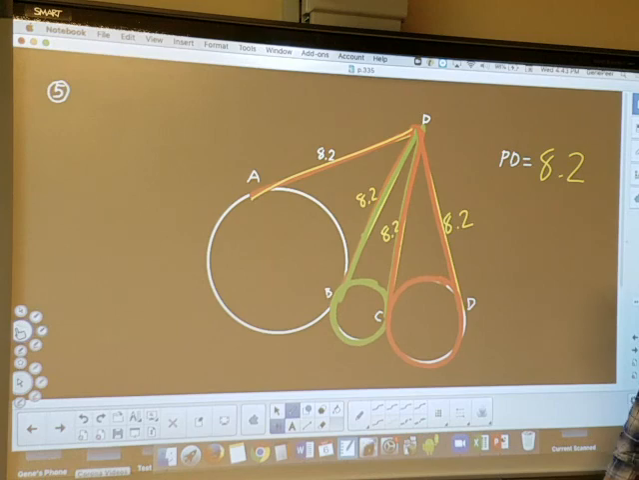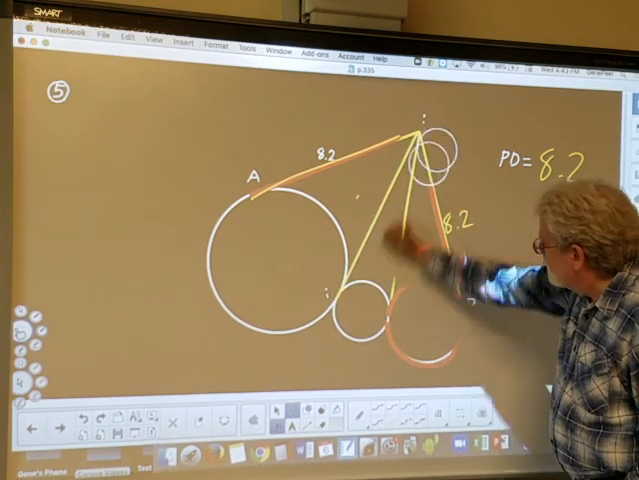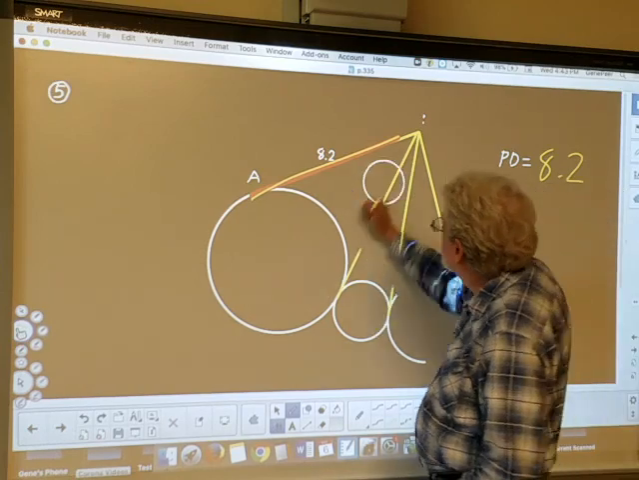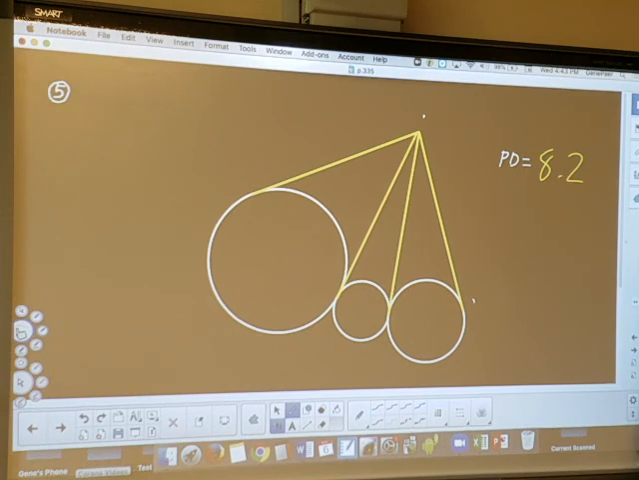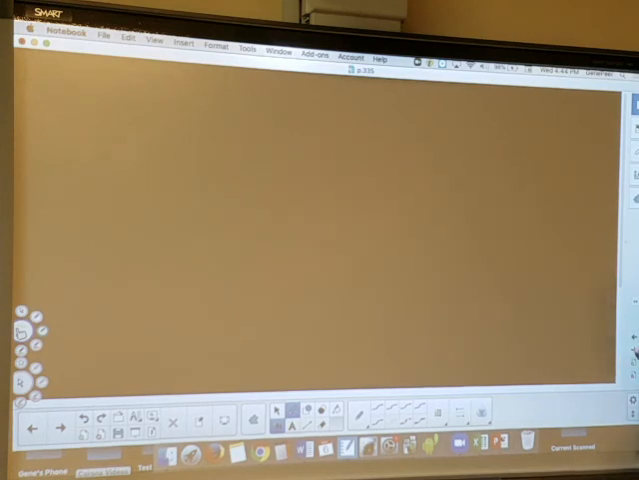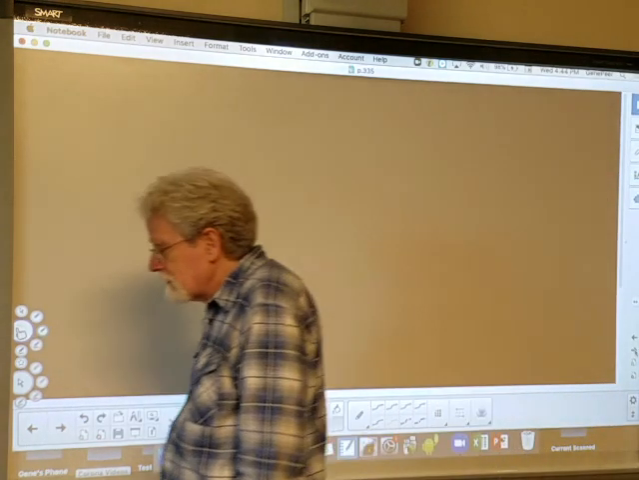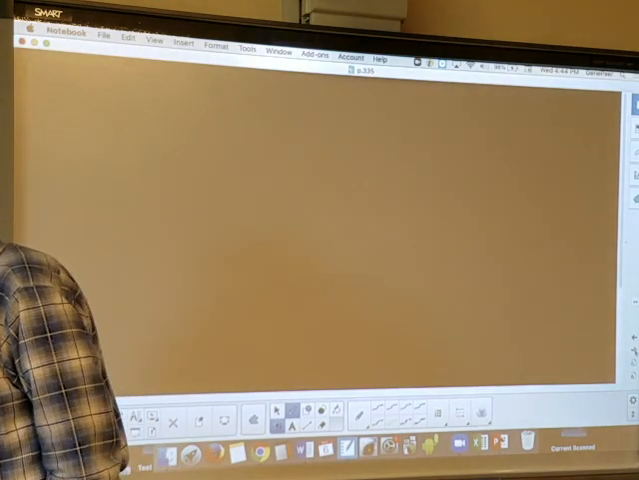So in spite of appearances, all three of those tangent segments, tangent lines, are congruent. To me, they don't really look like it, but they are. They're all congruent. All right. That ended the assignment, didn't it? It sure did. Okay, so we are done with that.